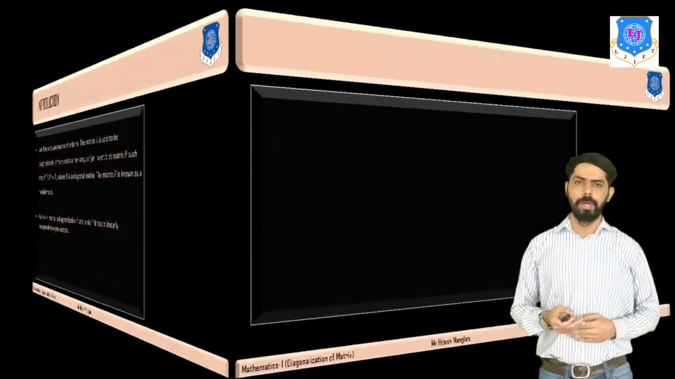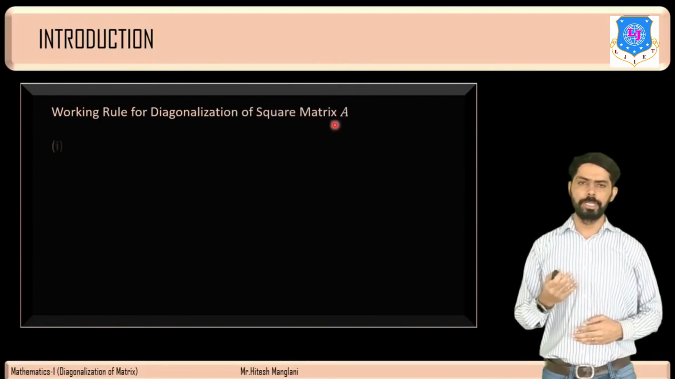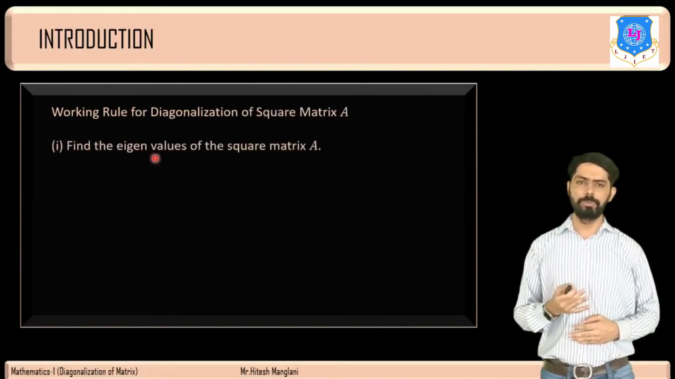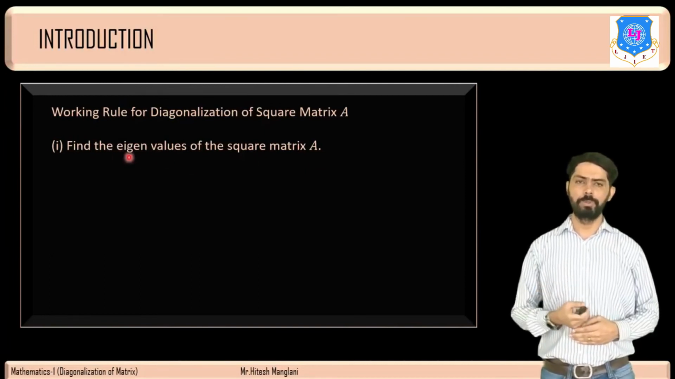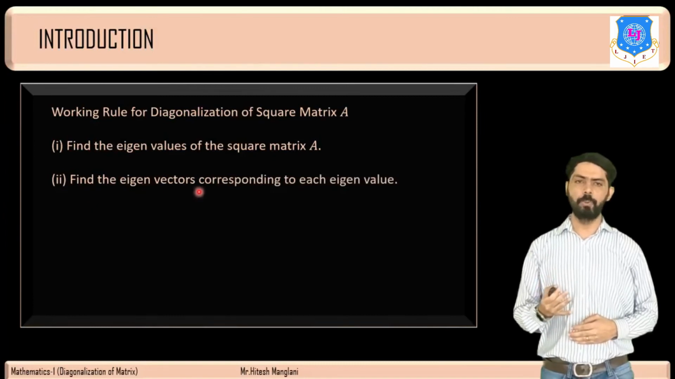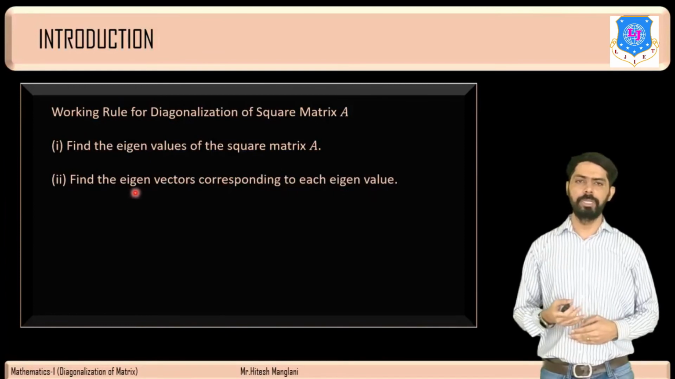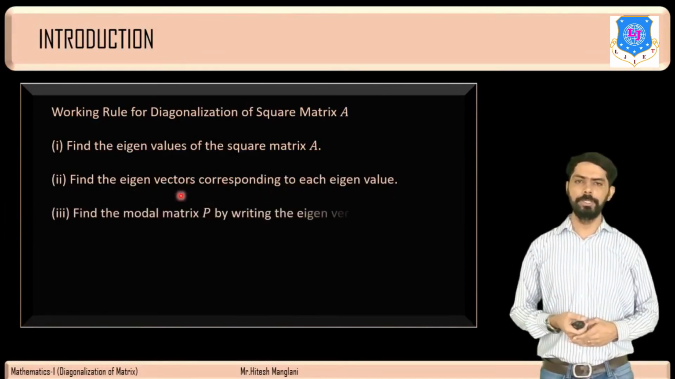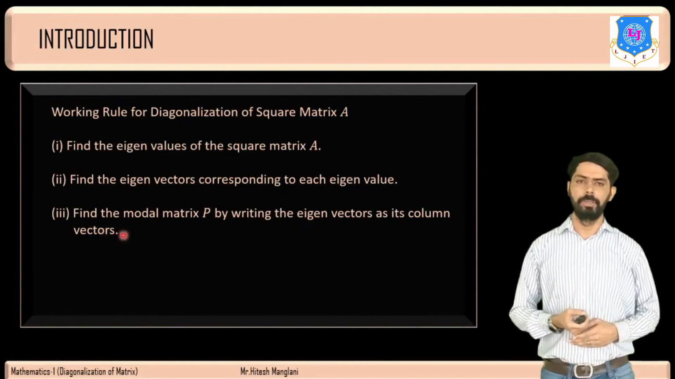Now the working rule for diagonalization of a square matrix A. First of all, we will have to find the eigenvalues of square matrix A. Then in the second step, find the eigenvectors corresponding to each eigenvalue. And the third step is to find the modal matrix P by writing the eigenvectors as its column vectors.